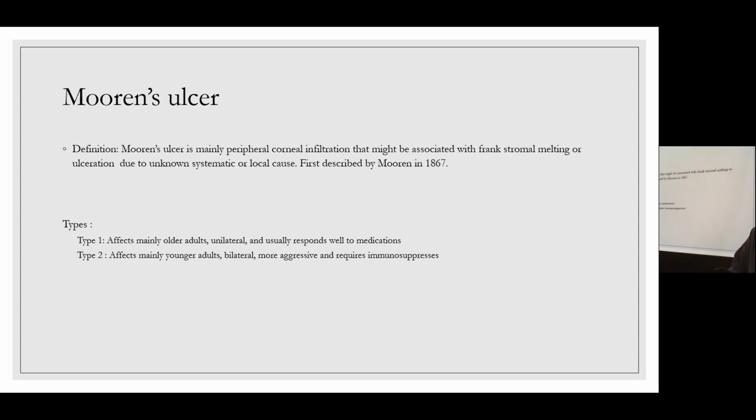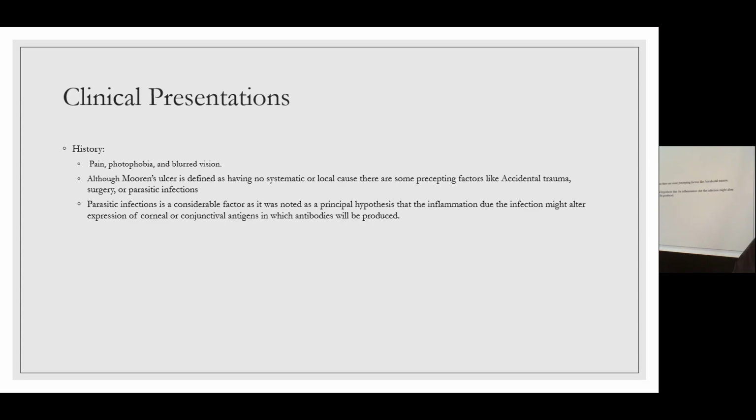The first type mainly affects older adults, is unilateral, and responds fairly to medication. And the second type is more aggressive, bilateral, and it occurs in a younger population, and it requires more aggressive immunosuppression. In history, it mainly presents the same as PUK.